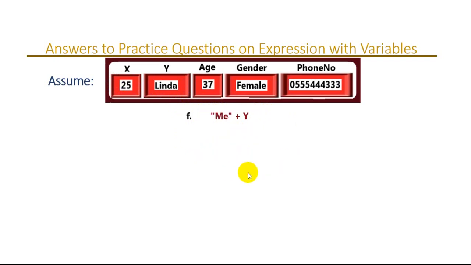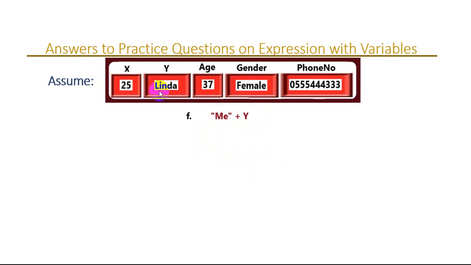Okay, that's E. F, here we have "ME" within double quotes. So that's an alphanumeric constant. But this one doesn't have double quotes. Therefore, this Y refers to the variable, whereas "ME" refers to just the letters M and E.